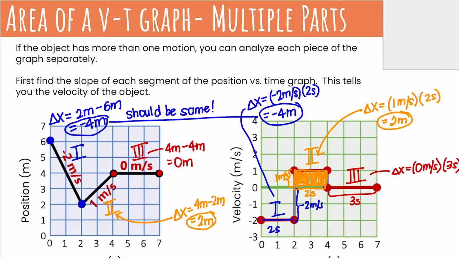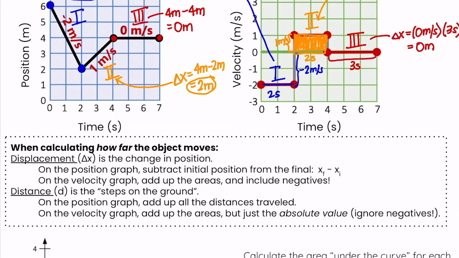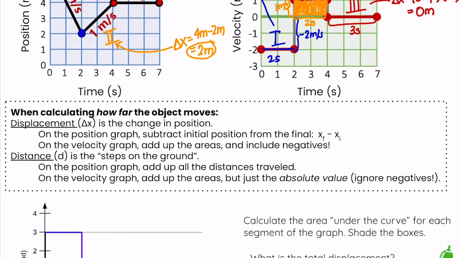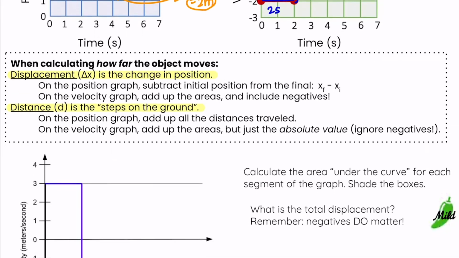So we're going to multiply by 3, and anything multiplied by 0 is going to give us 0. So 0 meters matches the other one. Fabulous. So we want to take a look at displacement, which is delta x, is the change in position. And distance, which is d, is the steps on the ground. So if you remember the Dorothy and Toto story, that's what we're talking about here.